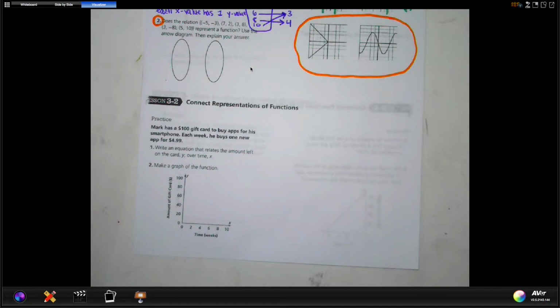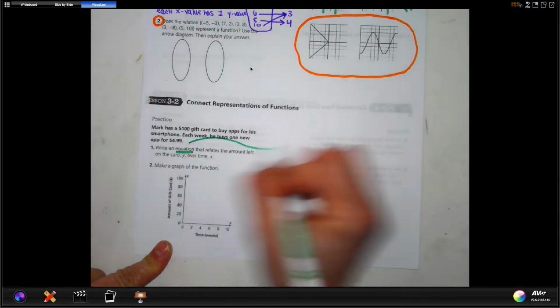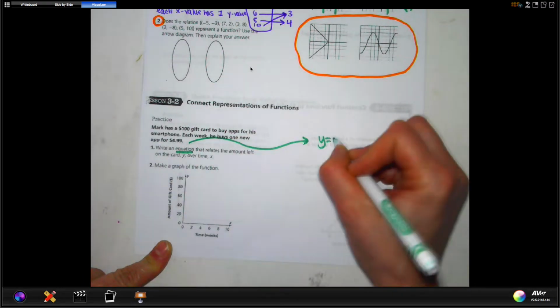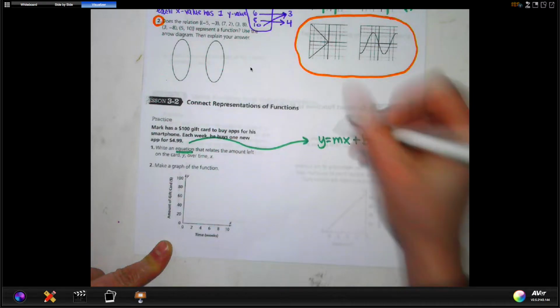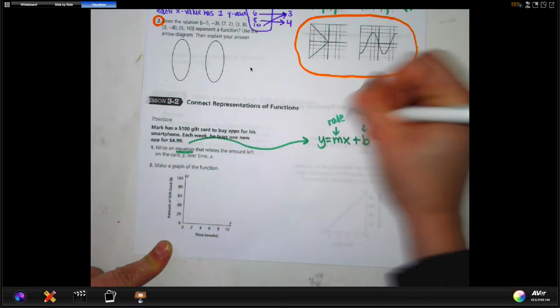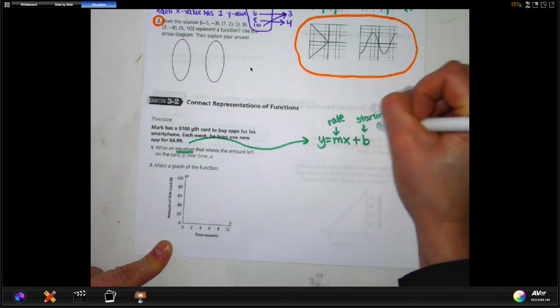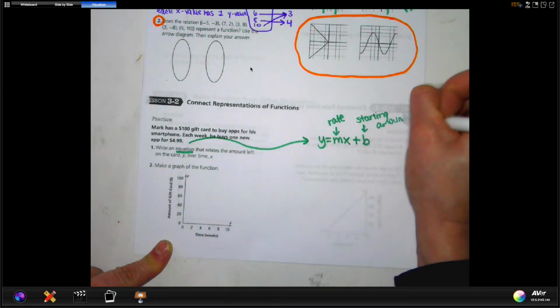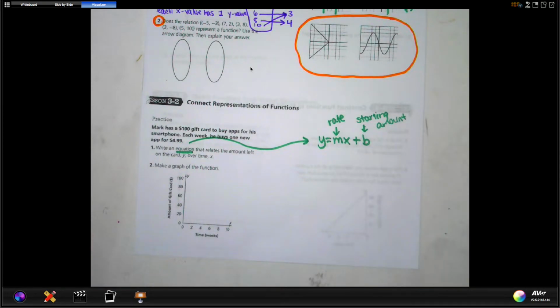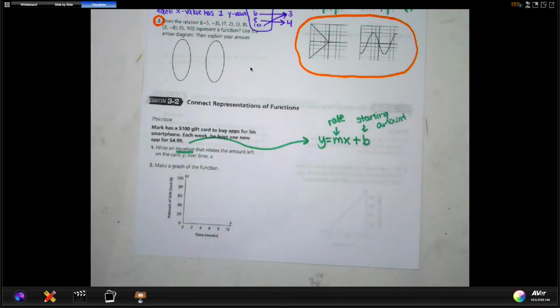Okay, so remember, equations look like this. If you see this word, we are looking for y equals mx plus b. And in this chapter, m is our rate, b is our starting amount. Okay, so in this one, which one has to be our rate? The $100 or the $4.99? There's only 2 numbers to choose from. Which one is the rate? Which one's continuing to happen?